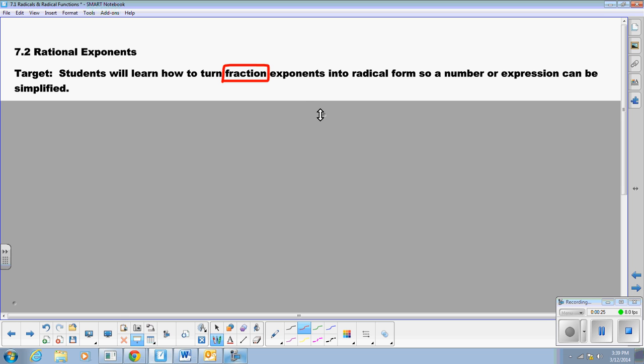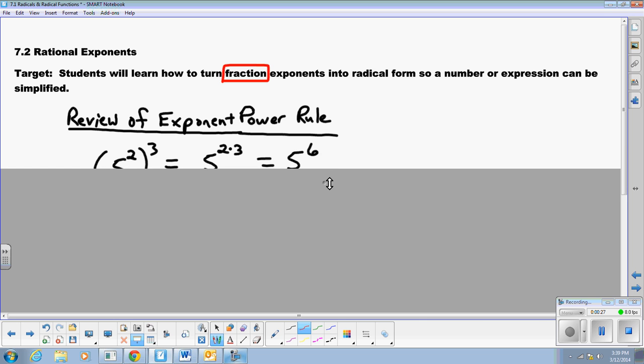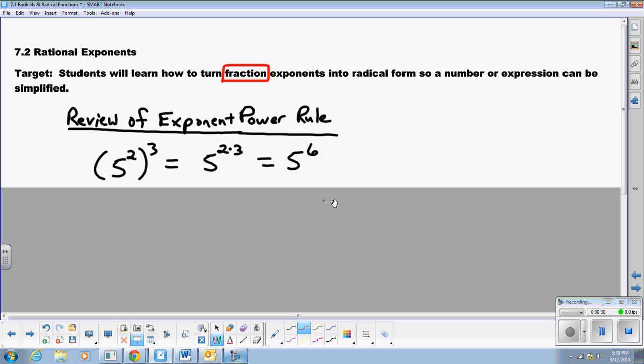So here we go. Let's make a review first of all of an exponent power rule, and that's going to help us as we work through our examples. First of all, when I have 5 squared raised to the third power, that is going to equal 5 to the 2 times 3. We will multiply these two exponents, 2 times 3, 5 to the 6th power. You're going to be using this rule where we're multiplying the exponents to help us get rid of your friends, the fractions.